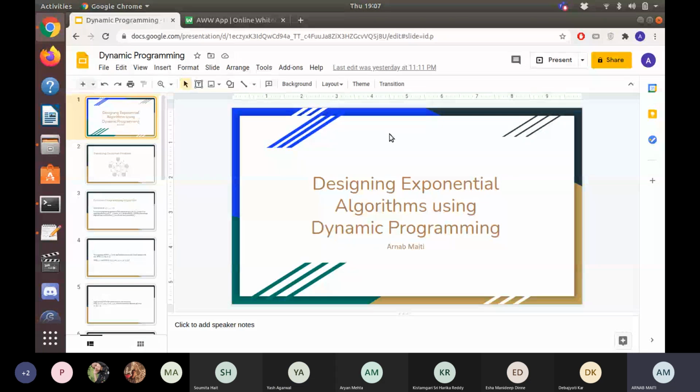So this discussion will be on designing exponential algorithms using dynamic programming. What I mean here by exponential algorithms is, I hope most of you know what dynamic programming is, but the problems which were targeted were mostly solvable in polynomial time. But there are problems which are NP hard, meaning they can't be solved in polynomial time. Still, for real life application, an algorithm of 2 to the power n is not bad when compared to n to the power n.